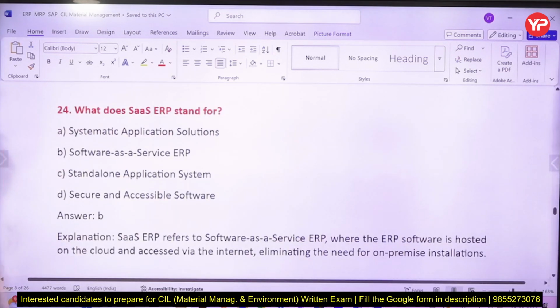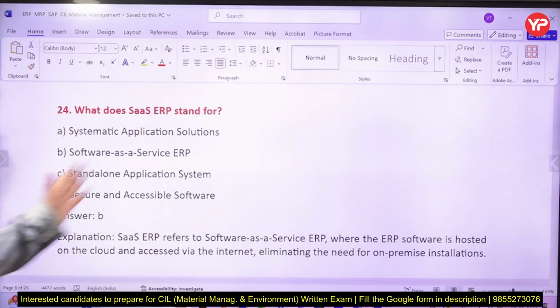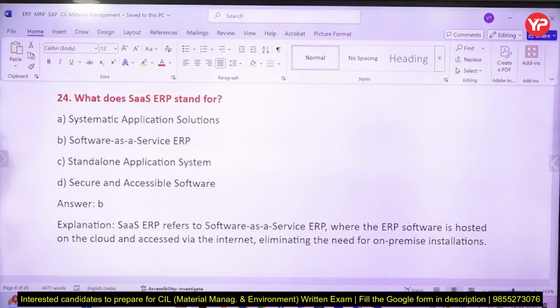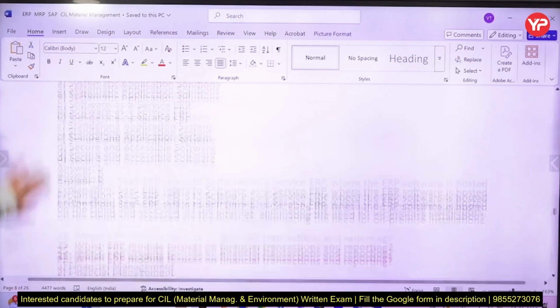What does SaaS ERP system stand for? Software as a service. What is the SaaS full form? Software as a service. On cloud service, right? And you can access this through internet. So on-premise installation is not required.